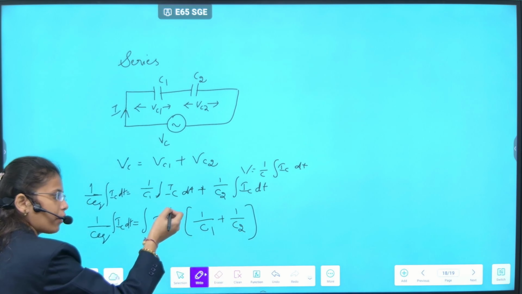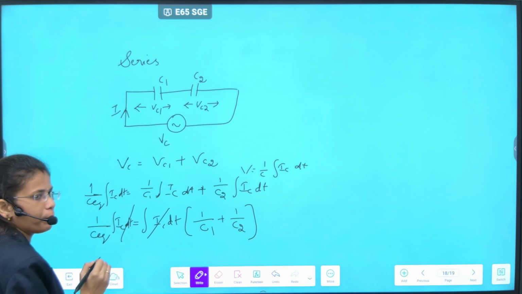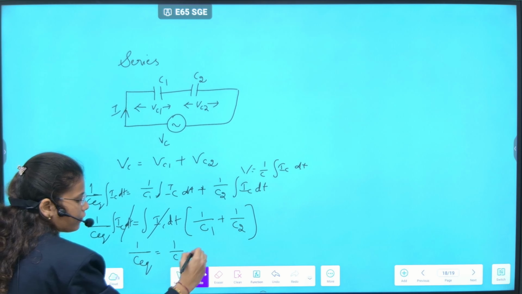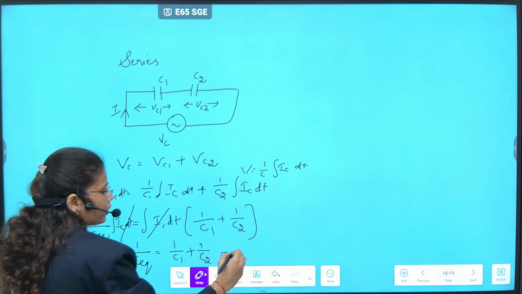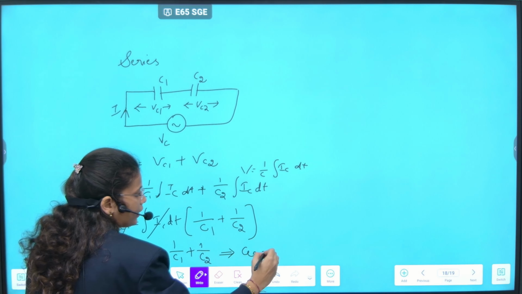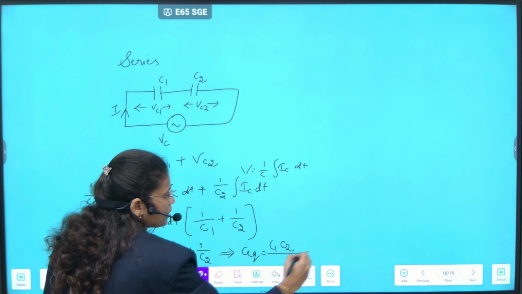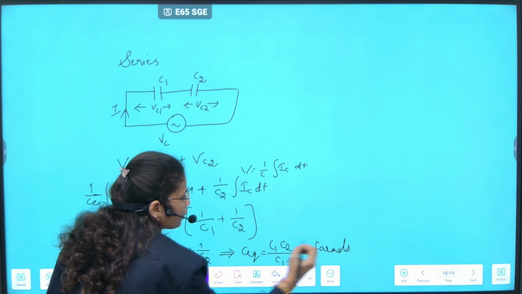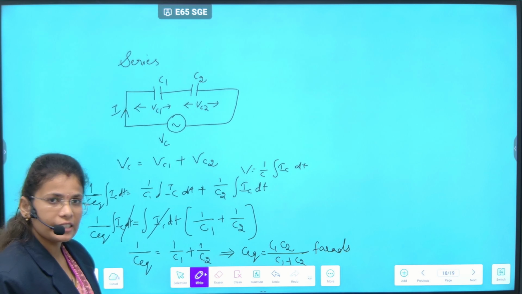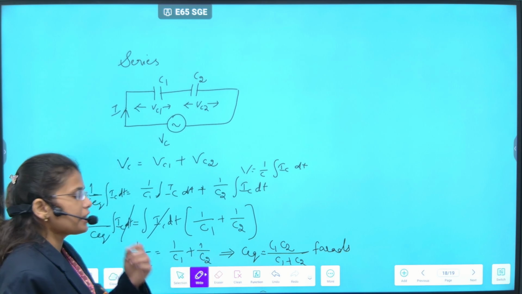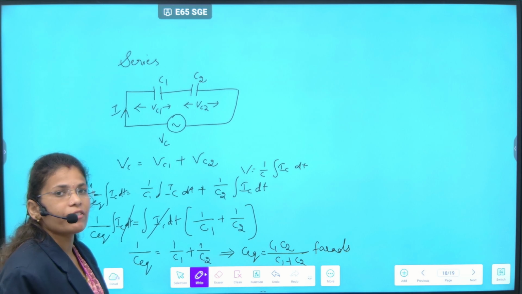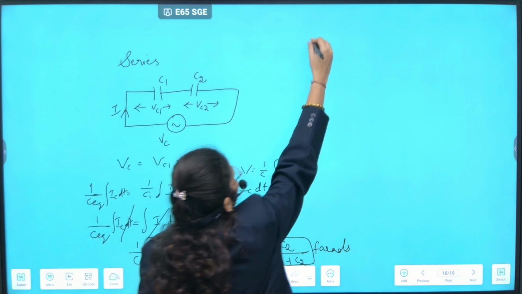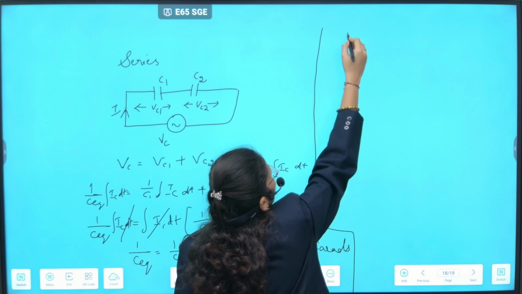Now integration of IC dt and integration of IC dt will be cancelled. 1 by C equivalent is equal to 1 by C1 plus 1 by C2. So C equivalent is written as C1 C2 by C1 plus C2 farads. When two capacitors are connected in series, C equivalent will be C1 C2 by C1 plus C2.